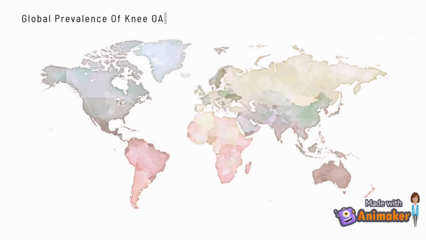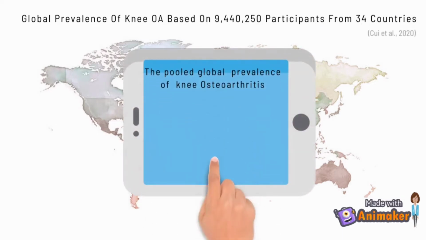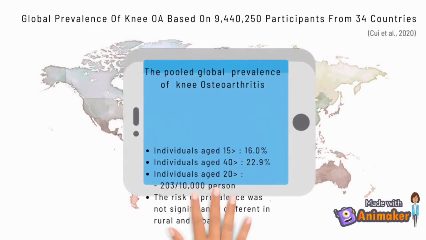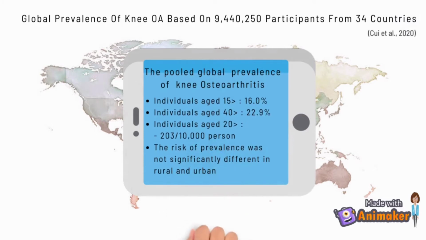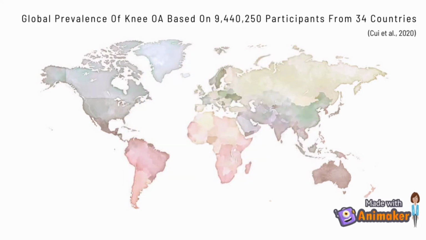The pooled global prevalence of knee osteoarthritis is 16% in individuals aged 15 and over, and 22.9% in individuals aged 40 and over. The global incidence of knee OA was 203 per 10,000 person-years among individuals aged 20 and over. There is no significant difference between rural and urban.